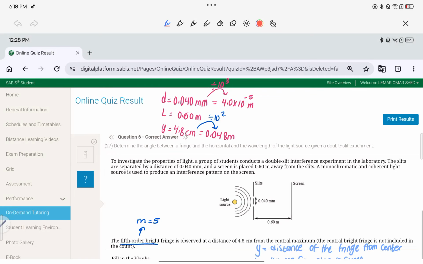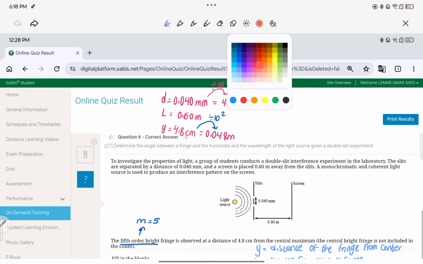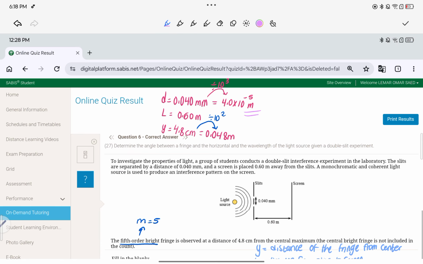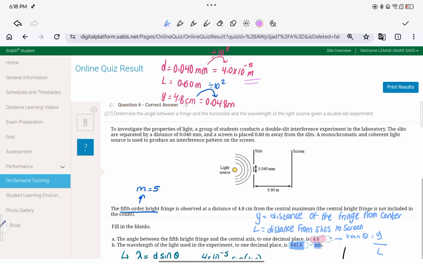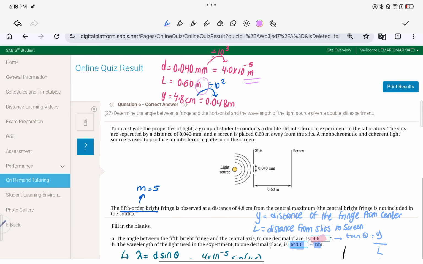Everything tomorrow you have to divide or multiply to make it become meters. We have known this for a long time, it has to be in meters. Here we already have the L in meters. 4.8 centimeters, we divided by 100 to make it meters.